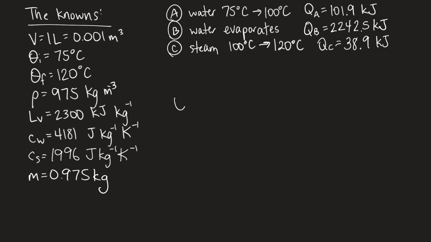Now, the total energy that's required is the energy required to heat the water from 75 degrees Celsius to its boiling point, 100 degrees, plus the energy required for the state change of liquid to gas water, plus the energy required to increase the temperature of the water vapor from 100 to 120 degrees. So we can then add those all up.